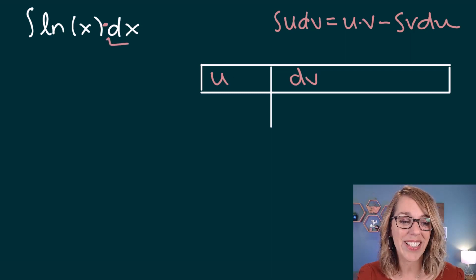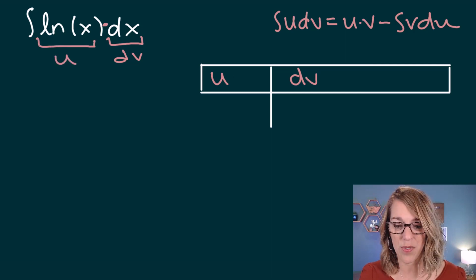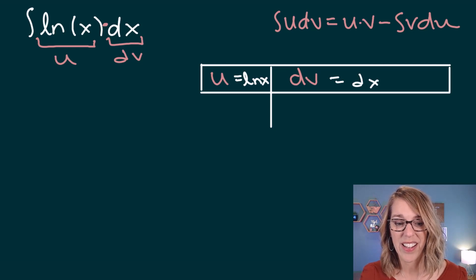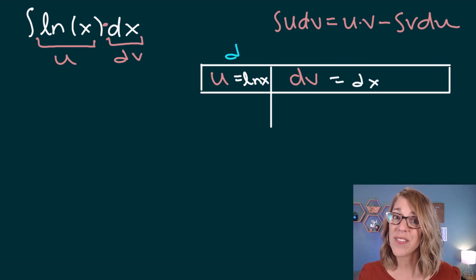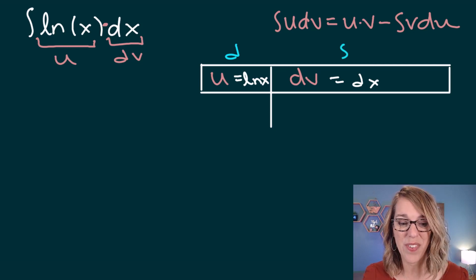I know that dx needs to be part of that dv, so I'm going to let it be dv, and that leaves me with the natural log of x being u. So I've got my definitions here. U is the natural log of x, and then dv is equal to dx. I need to take a derivative to get to du and an integral to get to v.